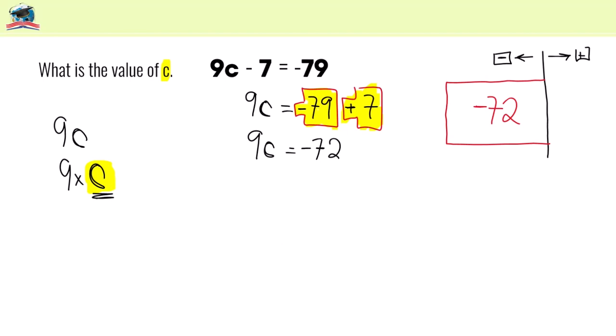And since 9 is multiplying c, when 9 goes to the other side, it's going to do the opposite of multiplication, which is what? Which is division. So let's see. So here, we're going to have the c left, and then the 9 goes to the other side. It's going to be minus 72 divided by 9, and that will give us what? Our C will stand for 8. So the value of C is 8.